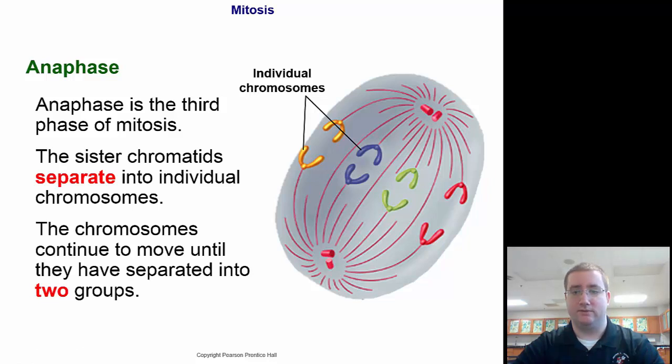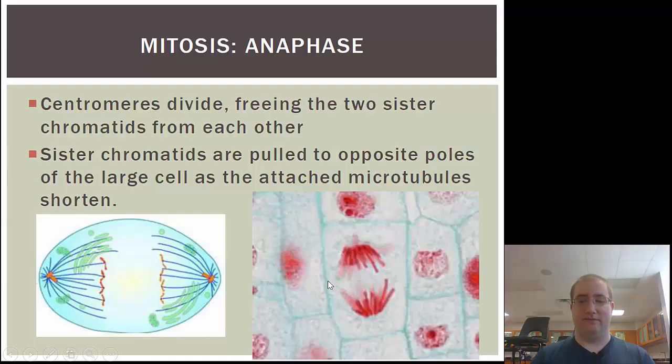So we're separating them into two groups, so we're going to create two identical cells, each with the identical DNA during mitosis. And so anaphase is this splitting event. In anaphase, we can see the DNA is now being pulled apart and separated, so the chromosomes are being pulled, the chromatids have been pulled apart.